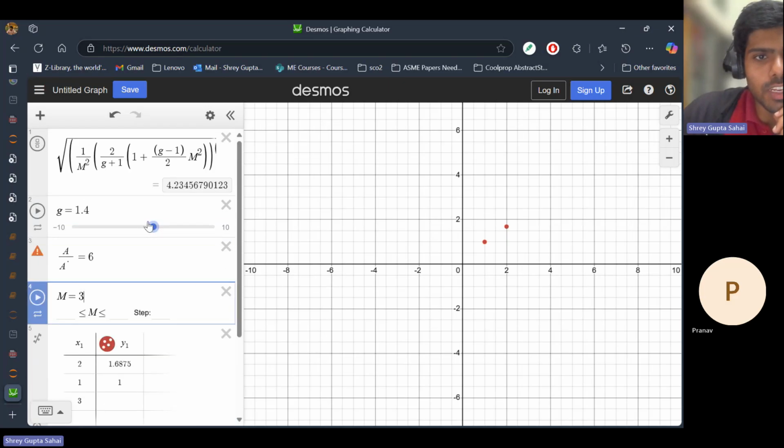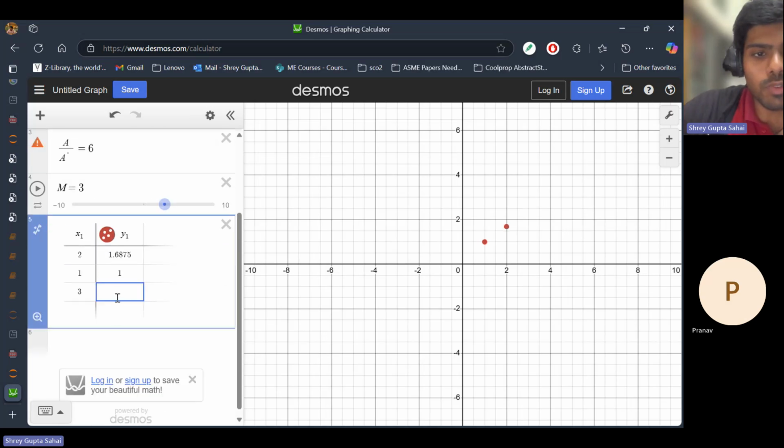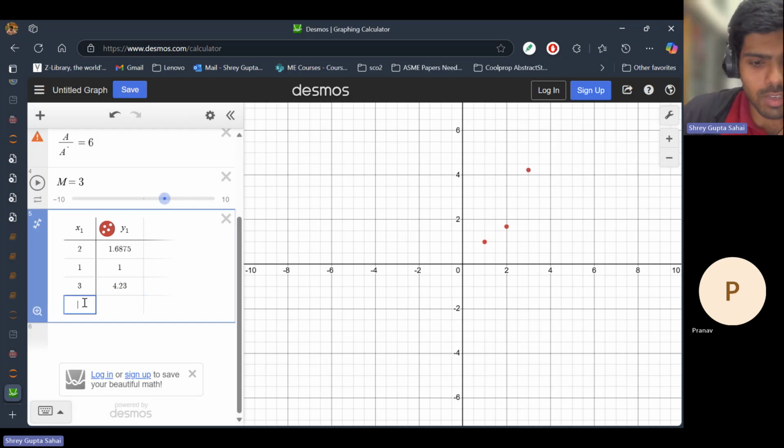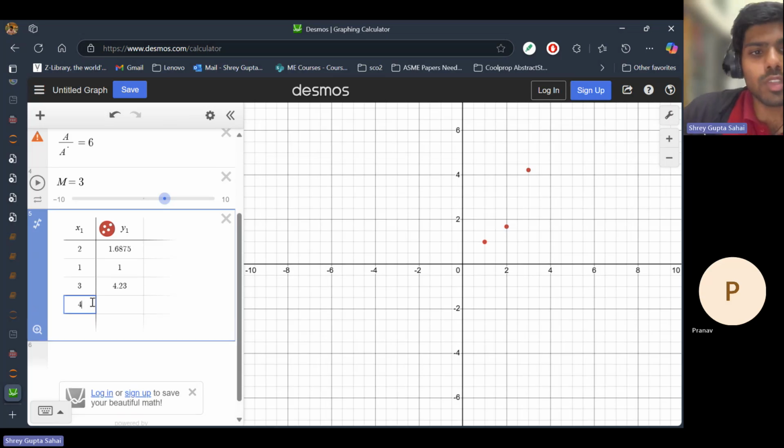For a value of 3, it gets 4.23. So now you know where we need to move, what next value we need to take, right? See, it's getting plotted also here. So we know now we need to go near a value of 6. So let's take 4. Again, you have to do this calculation.